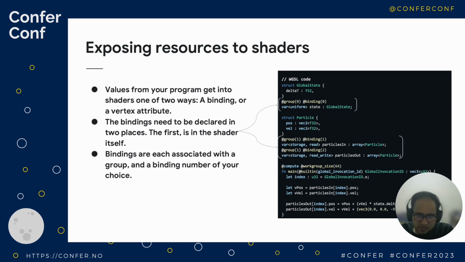When we try to expose resources to the shader, we bind the program coordination to a binding or a vertex attribute. A binding needs to be declared in two places. The first is in the shader itself, and here is where we declare it. Now, these are each associated with a group and binding numbers of our choice. So this and this and this will be associated with a group. And these are the associations where it should be associated.